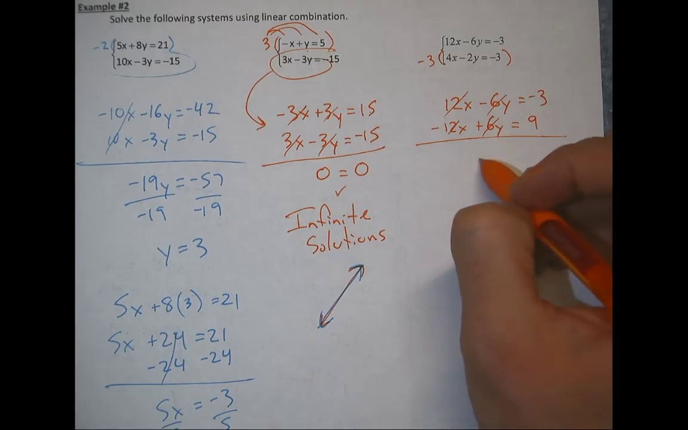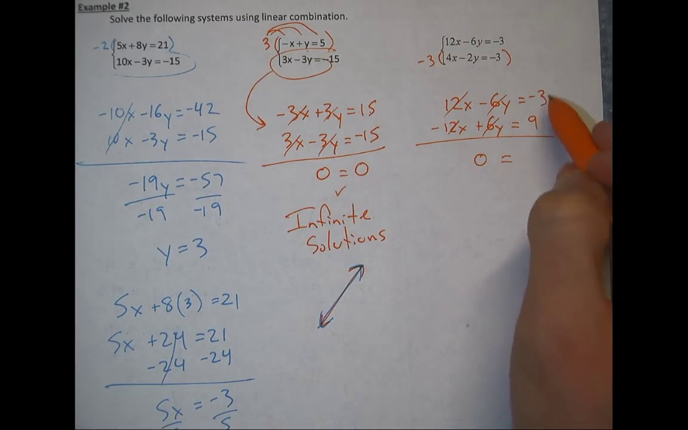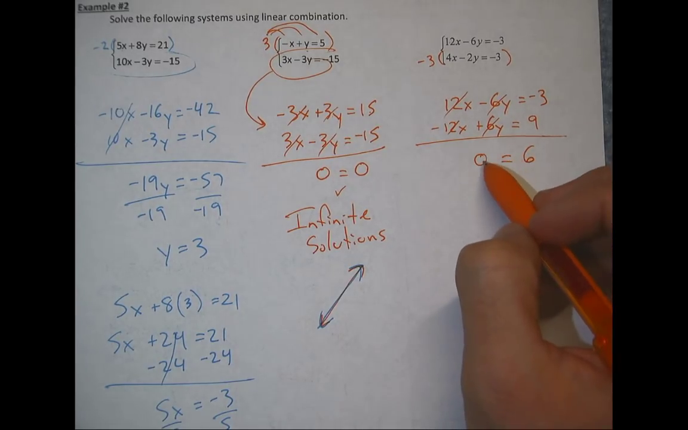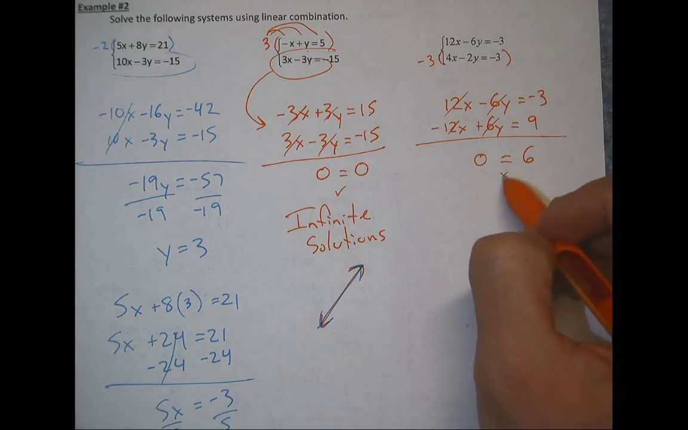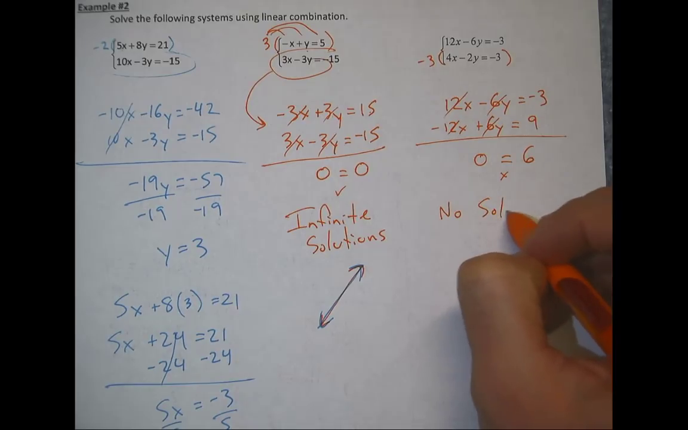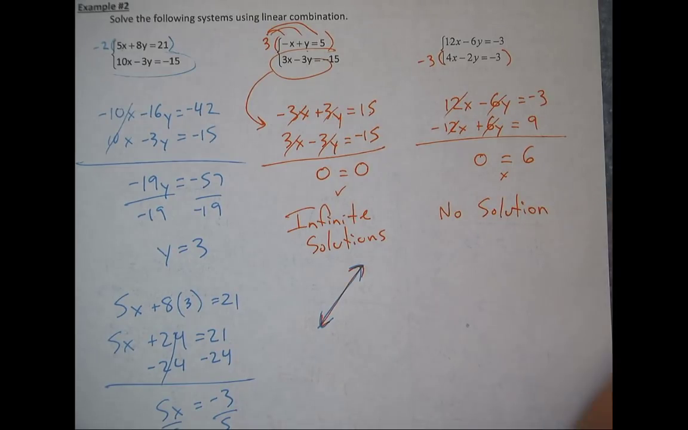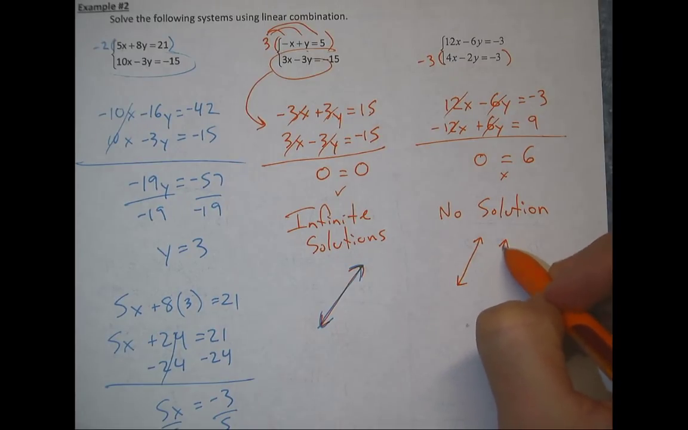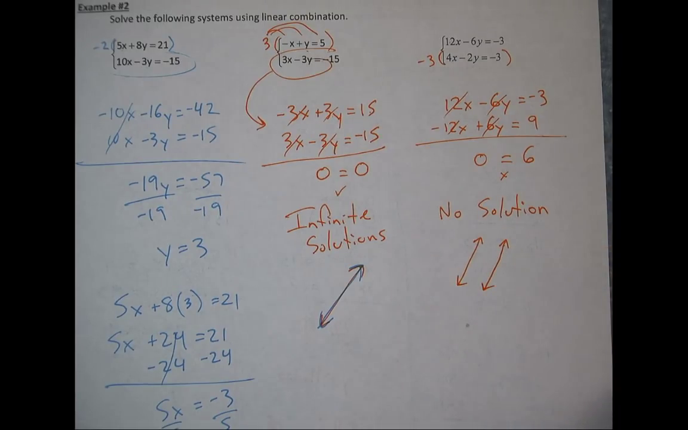So when everything cancels, it's 0. But this time the right side will not cancel, because when you put those together, you get 6. And I'm left with the statement that 0 equals 6, which we all know is not true. And so this is a case of there being no solution. And we talked about what that would look like on a graph. These two lines are going to run parallel to each other. They're going to have the same slope, and they're never going to cross. And so there's never going to be a point that solves for both of them.